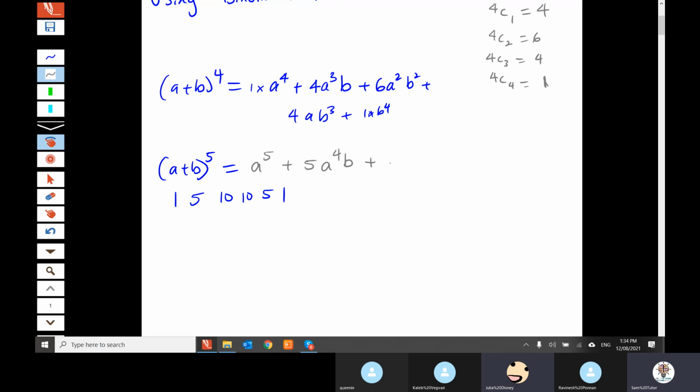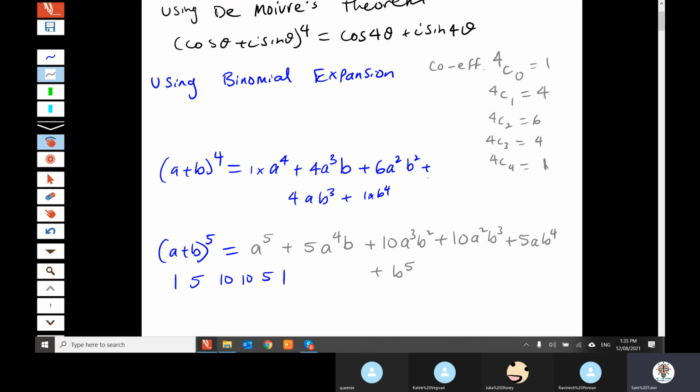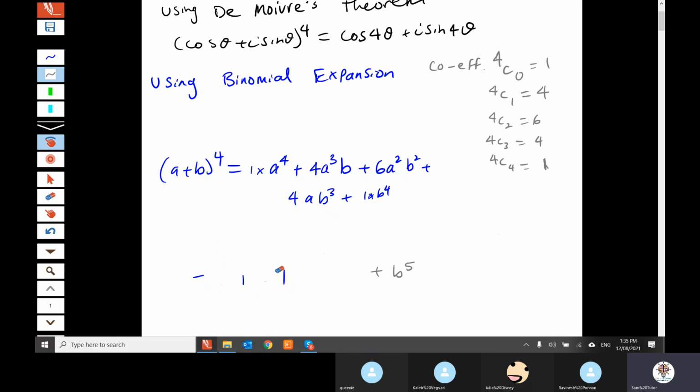Go, next. Plus 10, a to the power of 3, b to the power of 2. Plus 10, a to the power of 2, b to the power of 3. Plus 5, a to the power 1, b to the power 4. Good work. Do we need more work on that? Is that kind of making sense now? Oh, I get it now. Yeah. All right, rub this out. We don't need it. We'll be doing it again very soon in our 3-unit class anyways.